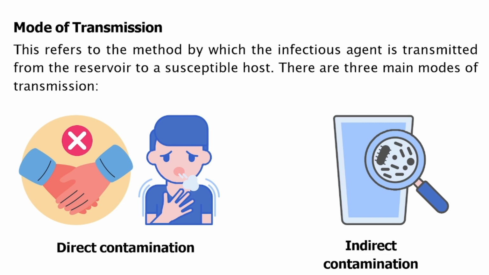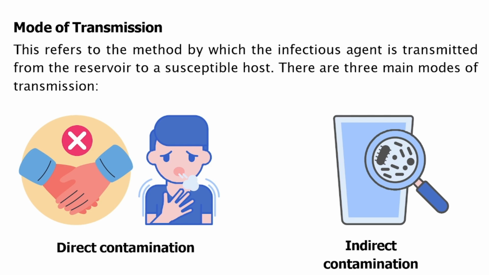The next one is the mode of transmission. This refers to the method by which the infectious agent is transmitted from the reservoir to a susceptible host. There are three main modes of transmission. The first one is direct contamination, the second is indirect contamination, and the third is cross contamination.